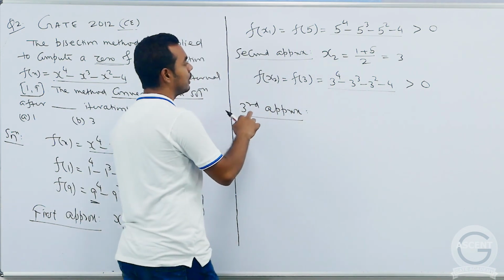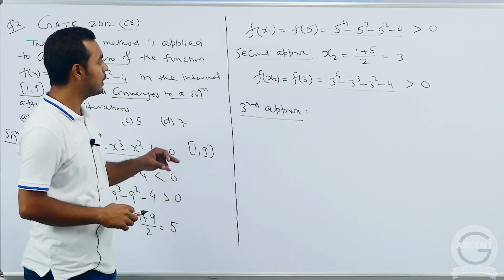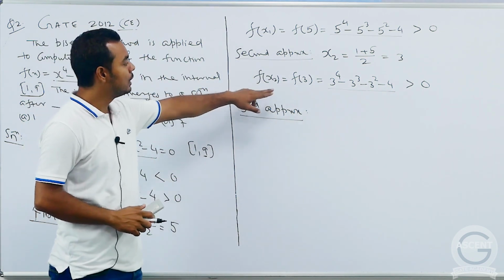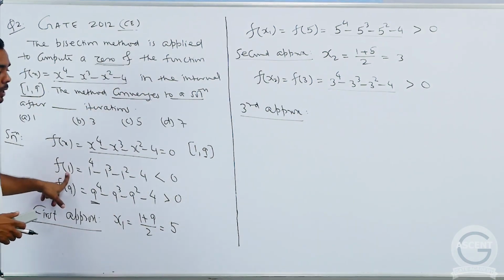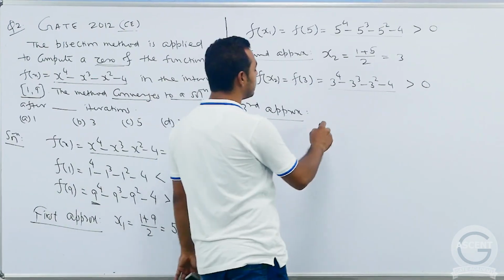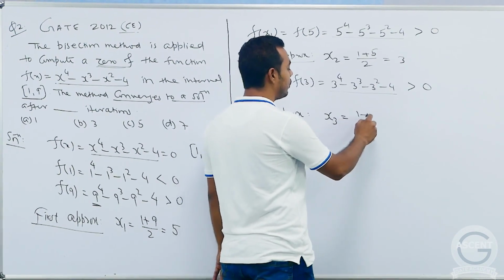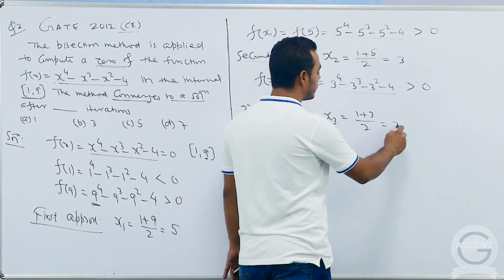So for the next approximation, for the third approximation, we have to calculate the midpoint of these two numbers. At one point we should have a negative value, at the other point we should have a positive value. So at 3 you are getting a positive value, at 1 you are getting a negative value. So this means our third approximation x3, this will be (1 plus 3) by 2, which is 2.